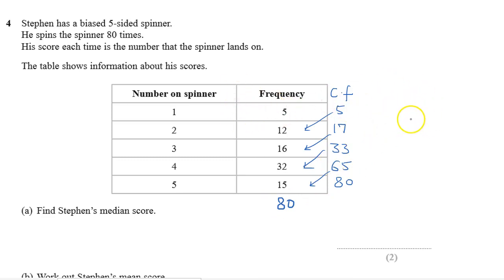Now there are total attempts 80. We have to find the median. Median must lie at half of it, so that is 80 divided by 2 is 40. So we have to find where this 40 comes. So this is up to 5, this is up to 17, this is up to 33, and now this one is 34 to 65. So 40 is lying here. So our median is 4.